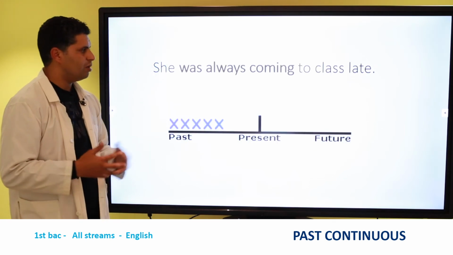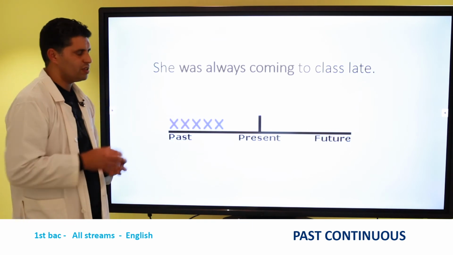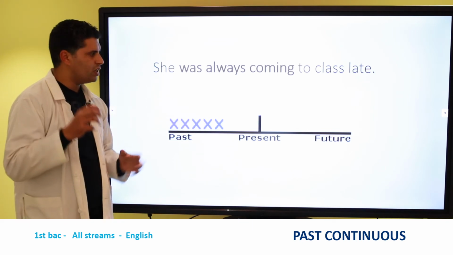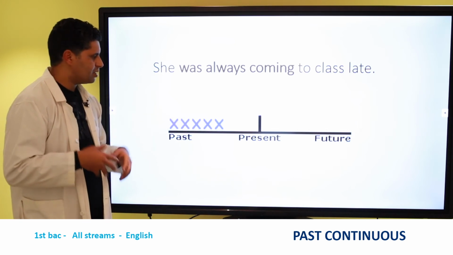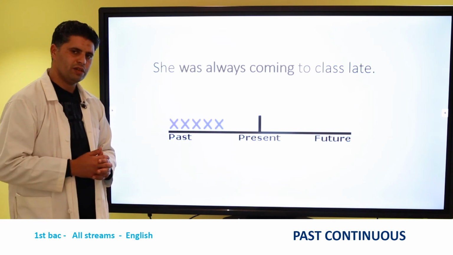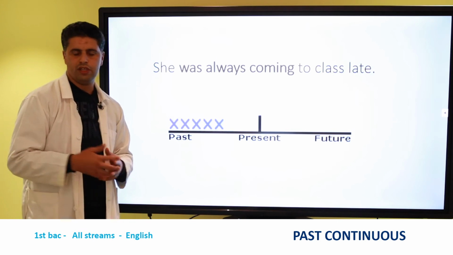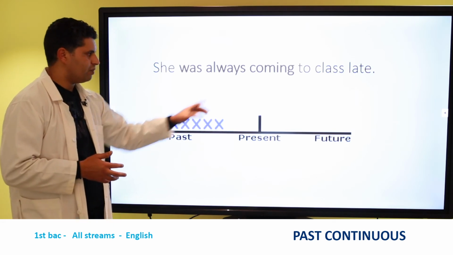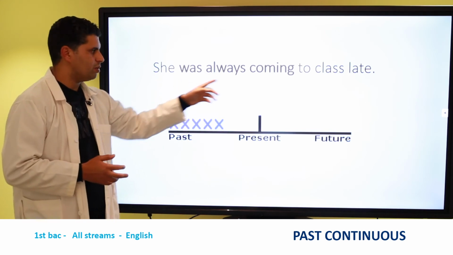She was always coming to class late. Okay, so if you want to understand the meaning of the statement, you will understand that the statement is used to show that there is a repeated action in the past. Okay, we are talking about an action which was repeated in the past. That's why we have used the adverb always. Okay, she was always coming.